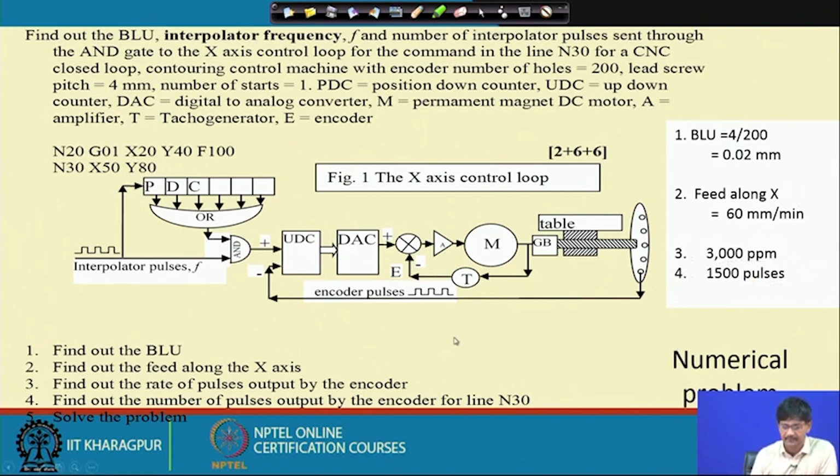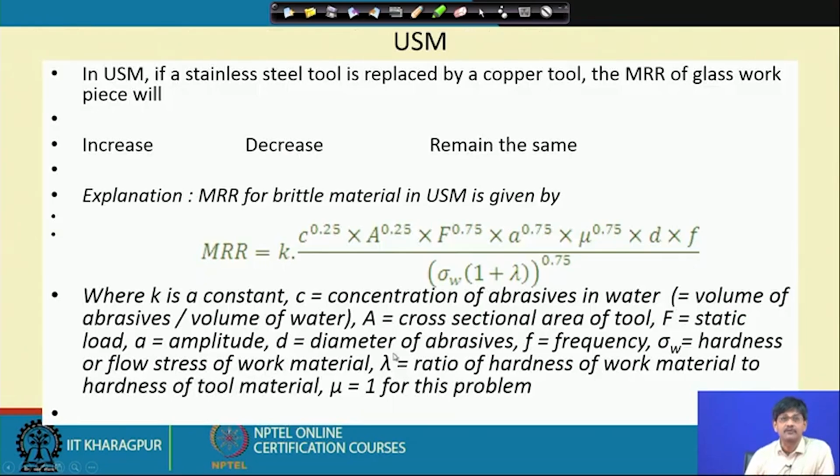Next, ultrasonic machining. In ultrasonic machining, if a stainless steel tool is replaced by a copper tool, the MRR of glass workpiece will increase, decrease, remain the same. So, a tool is replaced. Remember the tool which was vibrating against the workpiece? Now, if steel tool is replaced by copper tool, the tool is softer. I have worked it out through this formula, but I will give you a physical idea also.